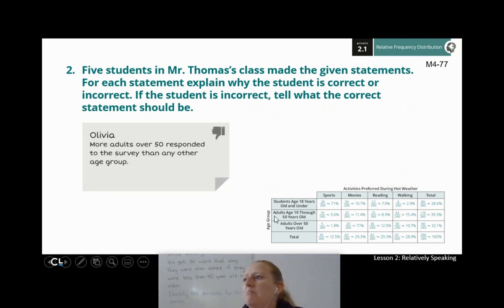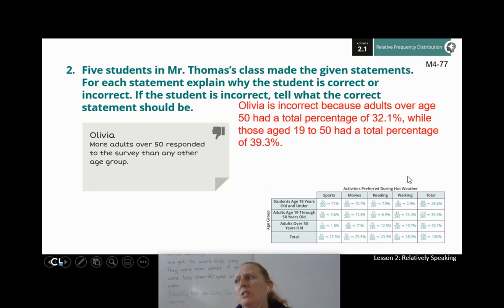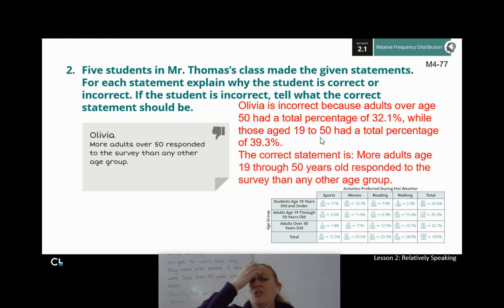Olivia said more adults over 50 responded to the survey than any other age group. Well, if I look, my total number of adults over 50, that's only 32% of my people. So I've got 39% that were 19 to 50. So actually, the over 50 crowd was not my biggest group, was it? So Olivia's incorrect. The adults over age 50 had a percent of 32, but those 19 to 50 had a percent of 39.3. So the correct statement would be that more adults aged 19 through 50 responded to the survey than any other age group. That's actually our biggest age group.